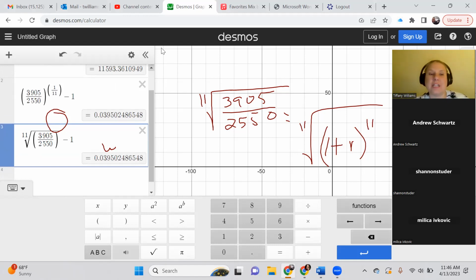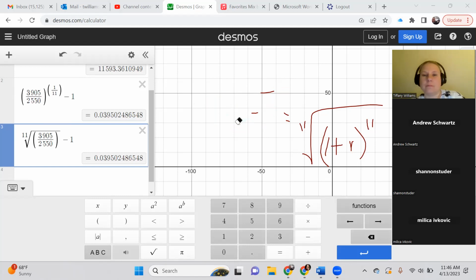You're going to see me write it in the exponential form just because I think it's easier to type in, but that may not be easier for you guys. So you're more than welcome to type it in as the 11th root. Andrew, does that help? Yes. Okay. Guys, any other questions on that one? I learned something new on Desmos today.